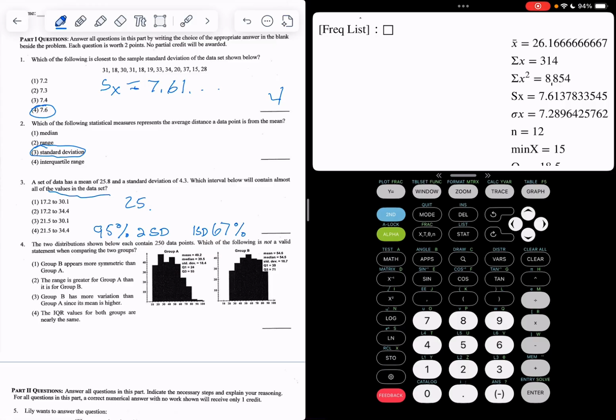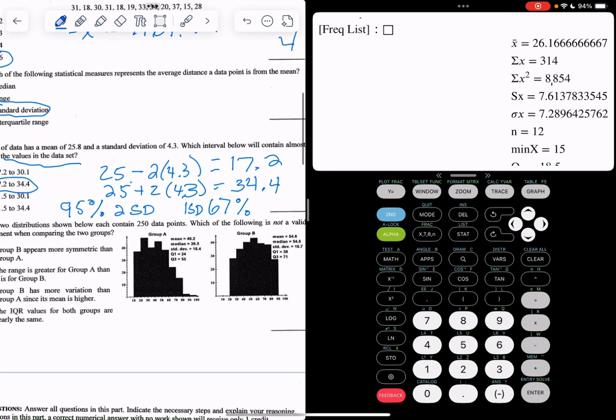So I'm going to take 25 and subtract 2 times 4.3. Then I'm going to take 25 and add 2 times 4.3. And you get 17.2 and you get 34.4, which is choice number 2.